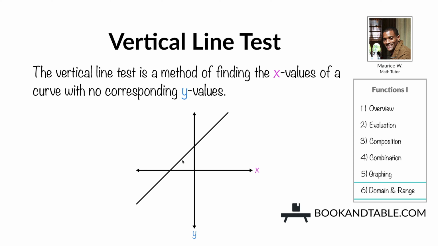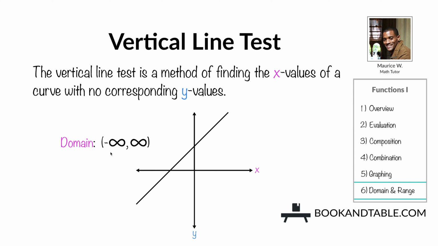The vertical line test is a method of finding the x values of a curve with no corresponding y values. So let's take this line, for example. We can use a vertical line to try and find any breaks in this line, and there are none.